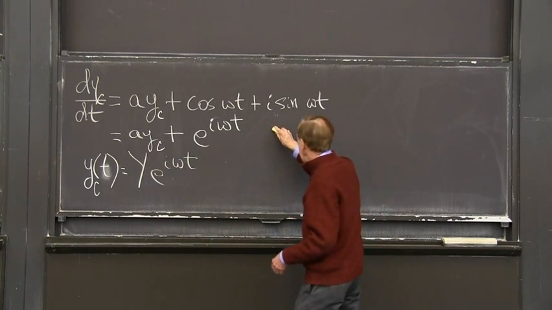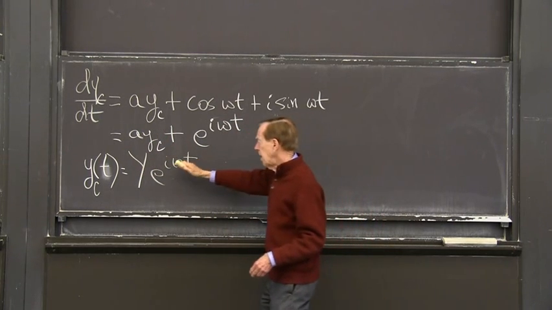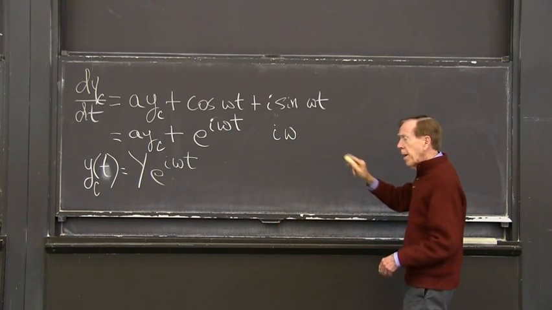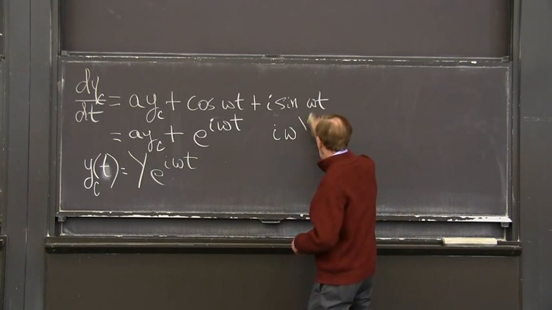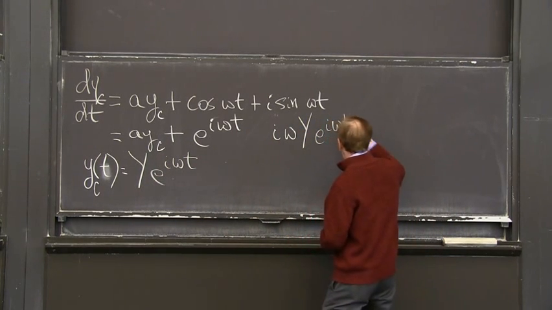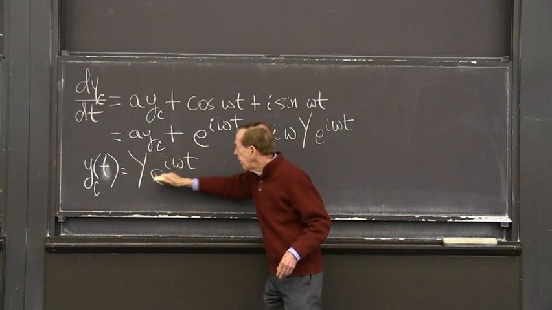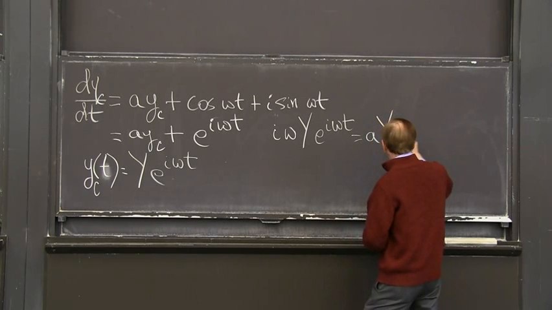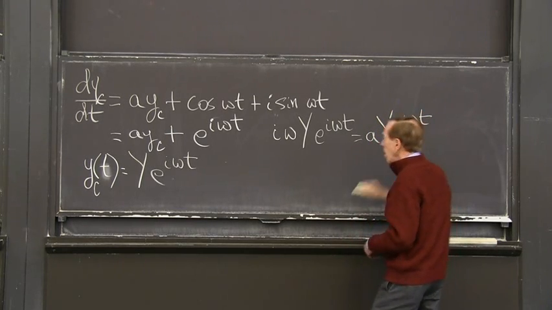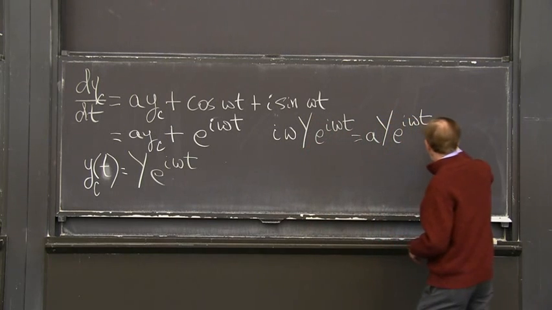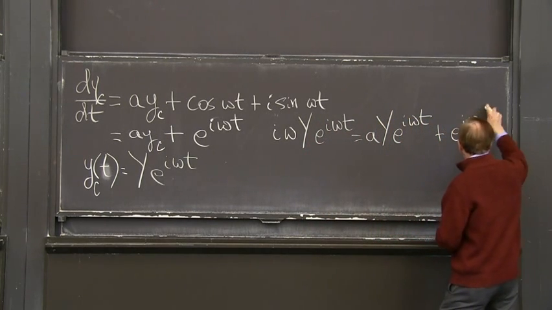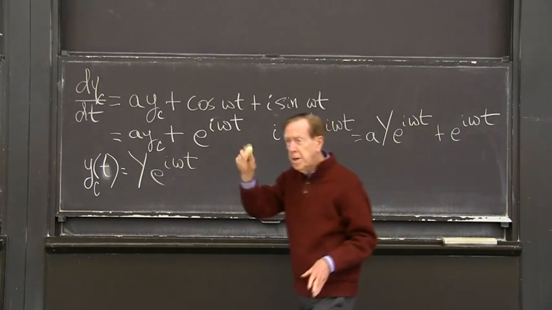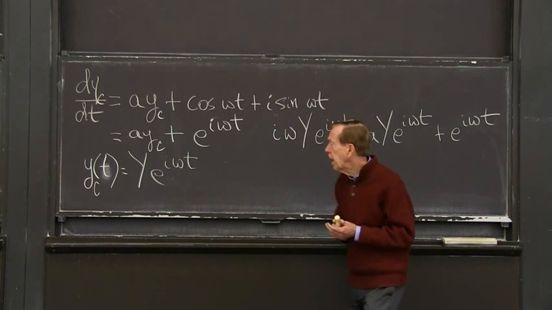The derivative will be i omega, of course. The derivative of the exponential brings down the number there, whatever it is: i omega Y e to the i omega t. That's what we get for the derivative of this. And now that should equal a times the function plus the source, e to the i omega t. Just as we did before with a real e to the st. Now s is i omega.